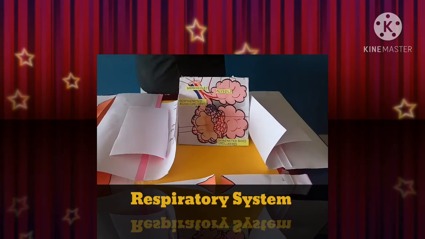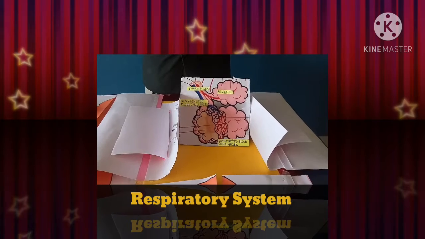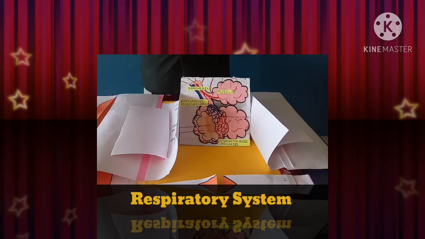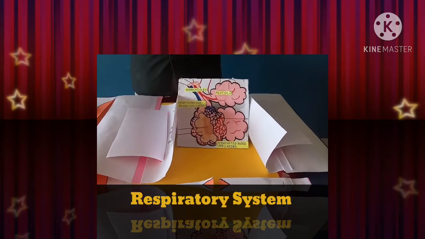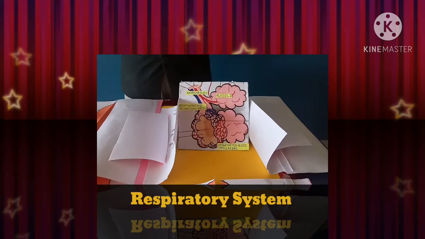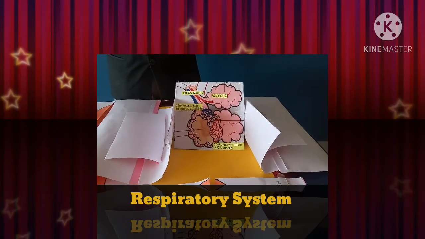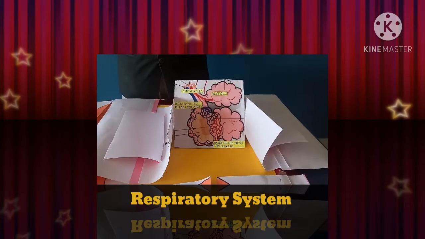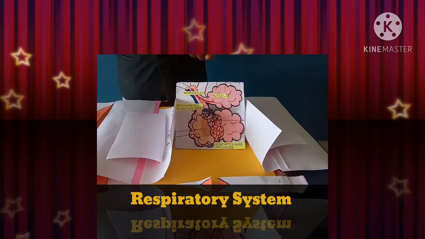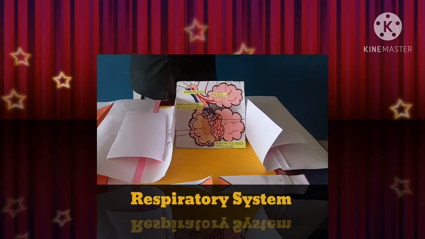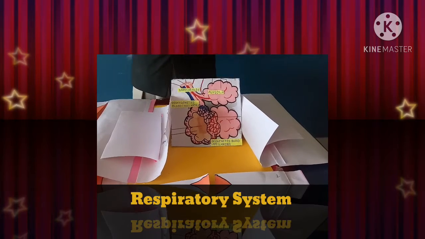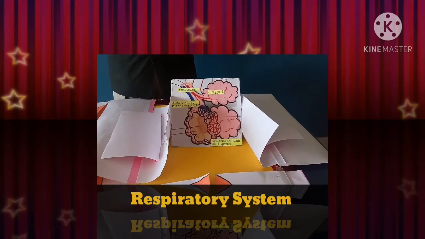Here, the blood from the whole body brings carbon dioxide to the alveoli, and the oxygen present in the alveoli is diffused into the blood, and the carbon dioxide present in the blood is diffused into the alveoli. Now, the carbon dioxide present in the alveoli is released through the nostrils. So by this process, we take oxygen from the outside environment into our body, and release the carbon dioxide present in our body into the outside environment.